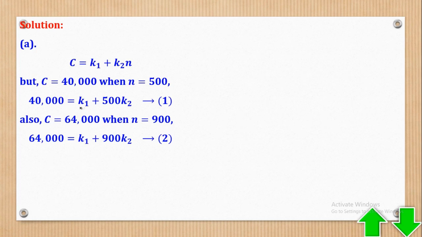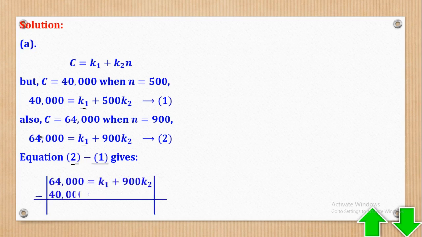The good thing is that this is K1 and also this is K1, so we can subtract. I'll say equation 2 minus equation 1. Equation 2 is this and equation 1 is this. We subtract term by term. 64,000 minus 40,000 gives 24,000. K1 minus K1 is 0, that's why there is no K1 here. Then 900 K2 minus 500 K2 gives 400 K2. So in the end we have 24,000 being equal to 400 K2.